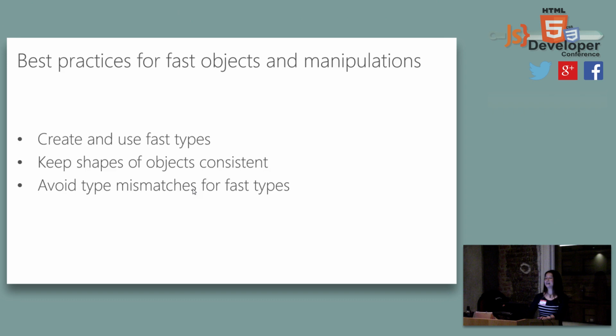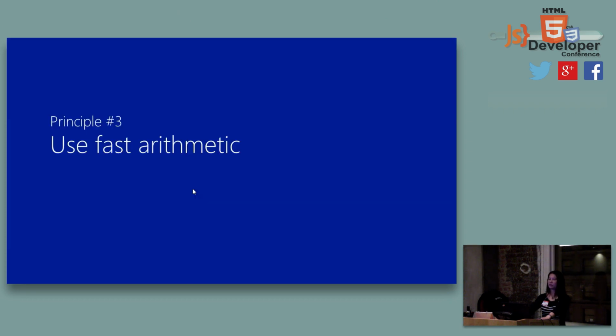Okay, so in summary, what I did here is create and use the fast data type. Keep the shape, keep the order of your object consistent. Avoid the type of mismatch for different types. So all those tips should be able to help you to make your performance quite a bit faster. So that's the second. Third principle is, am I going too fast or it's okay?